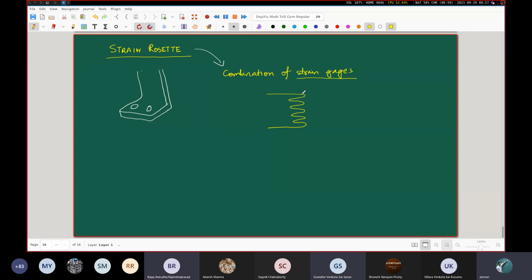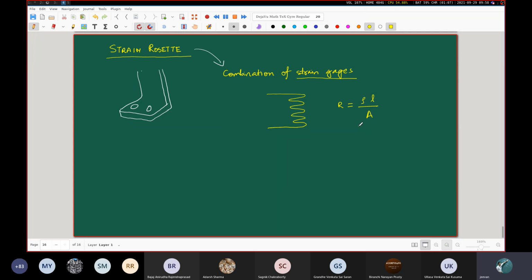Sir, R is equal to rho L by A. Rho L by A. Very good. Now the JE training kicks in. So resistance is equal to rho L by A, is it not? Yes, sir. Okay, so rho is the resistivity, L is the length of the wire, A is the cross-sectional area of the wire.